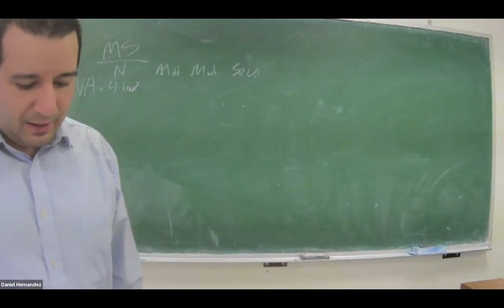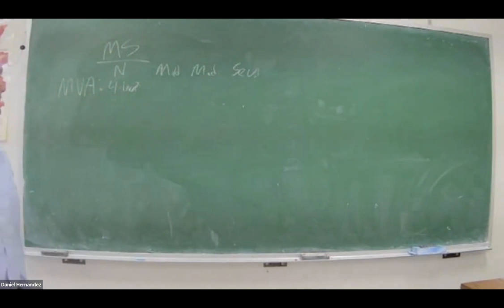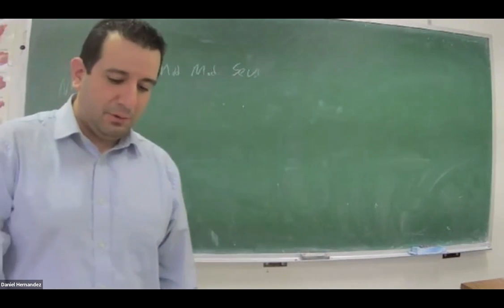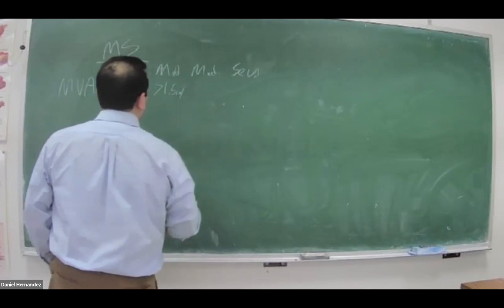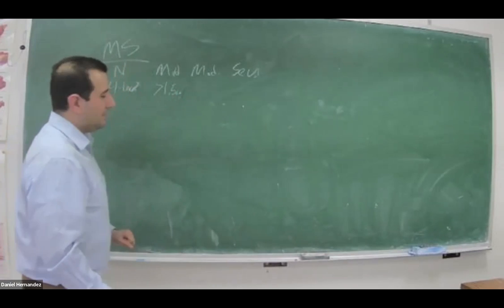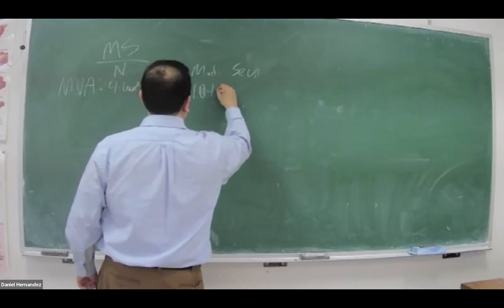When we're talking about mild mitral stenosis, does anyone remember what the valve area would be? Isn't it greater than 1.5? Yep, greater than 1.5. What about moderate, anyone? 1 to 1.5. 1 to 1.5, good. And severe? Less than 1. Less than 1, good. So less than 1 centimeter squared.